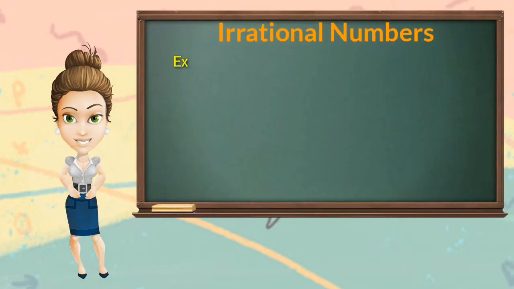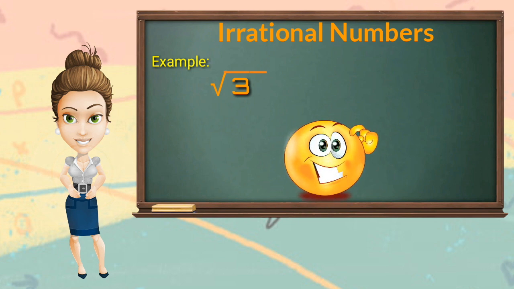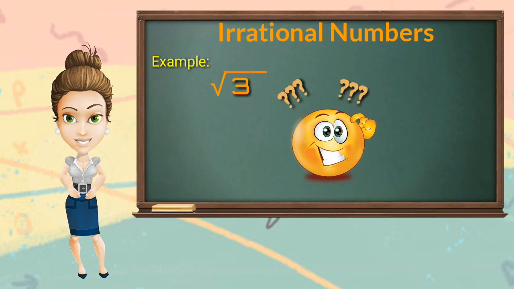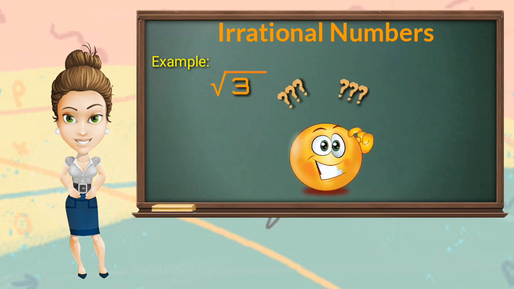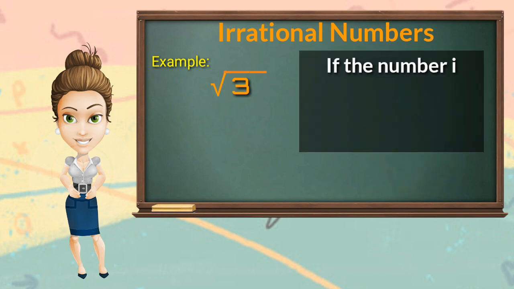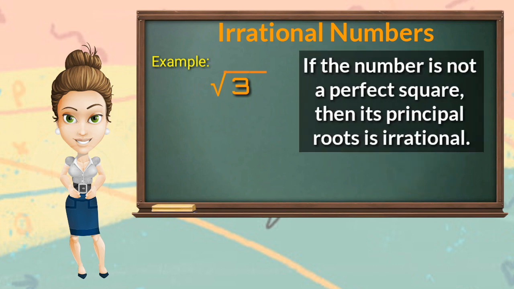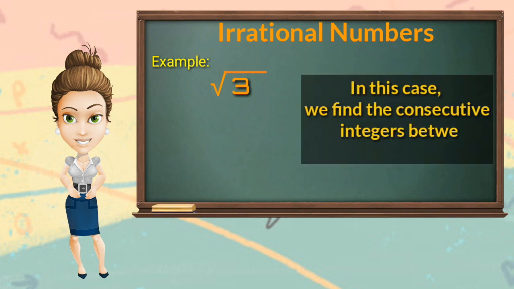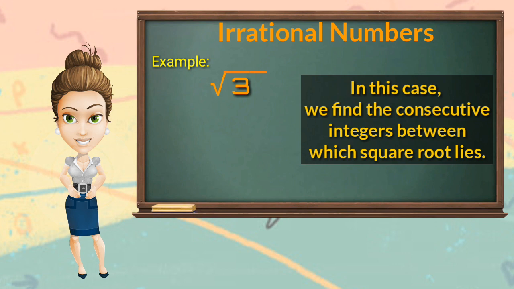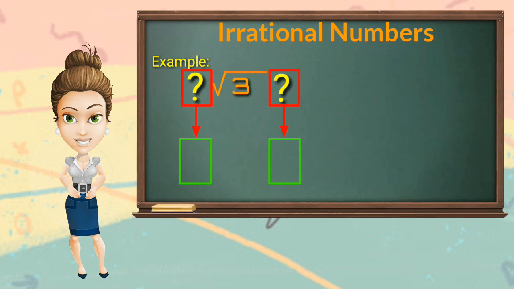Now, let's have an example. How about the square root of 3? Can you give a number that, if you multiply it by itself, the answer is 3? None. So if the number is not a perfect square, then the principal root is irrational. In this case, we find the consecutive integers between which the square root lies. Now, think of a perfect square between which the square root of 3 lies.